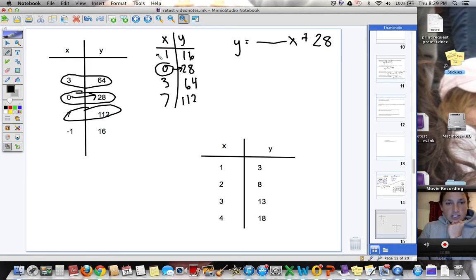So now I find my changes. To get from -1 to 0, I add 1. To get from 0 to 3, I add 3. To get from 3 to 7, I add 4. To get from 16 to 28, I add 12. To get from 28 to 64, I add 36. To get from 64 to 112, I add 48.